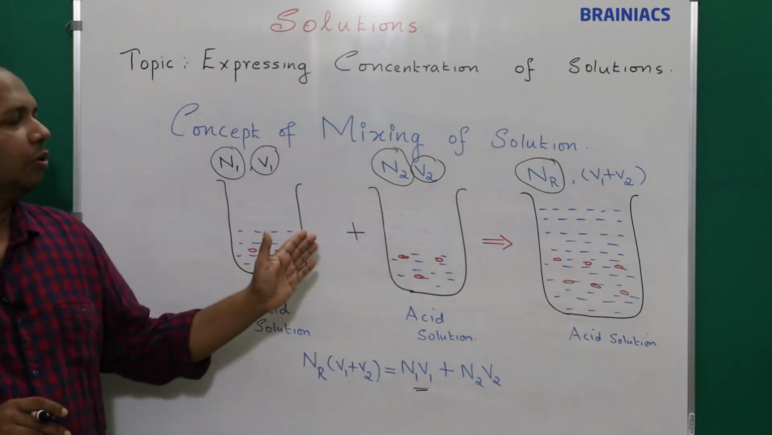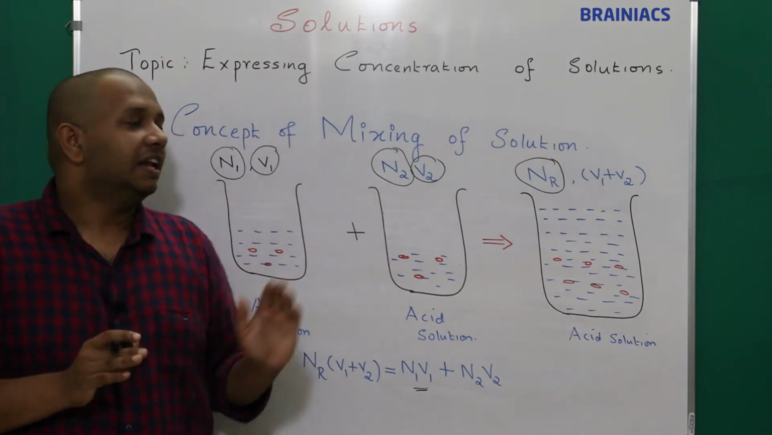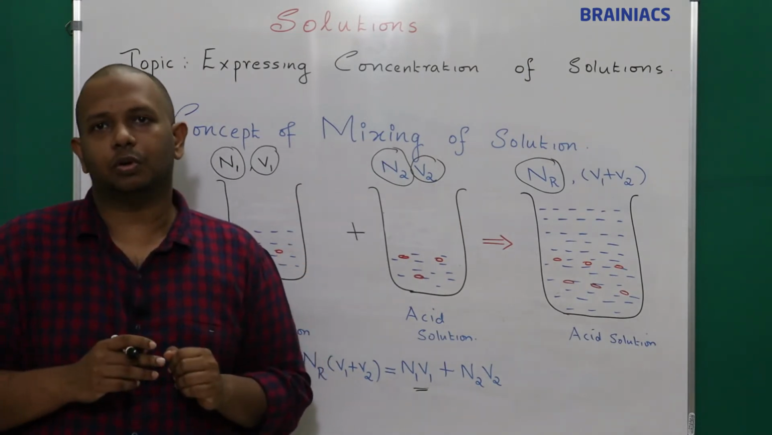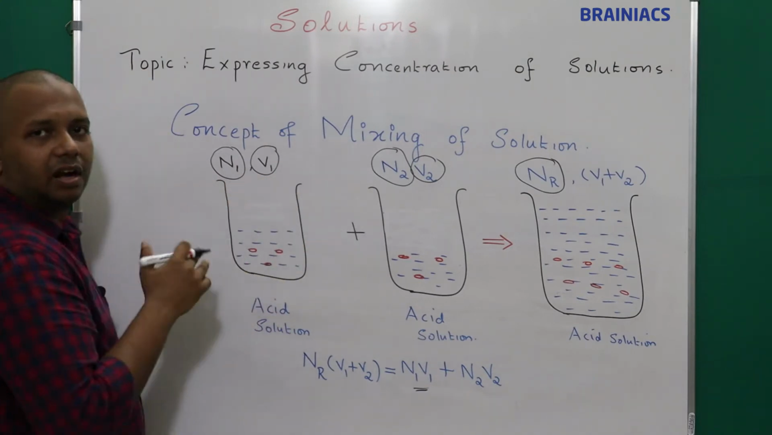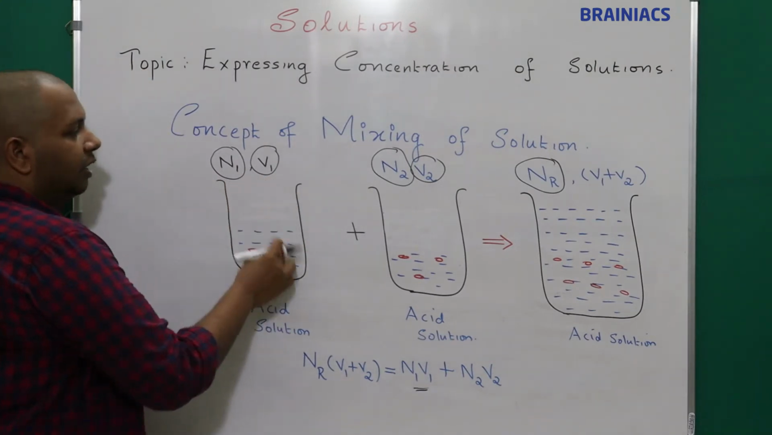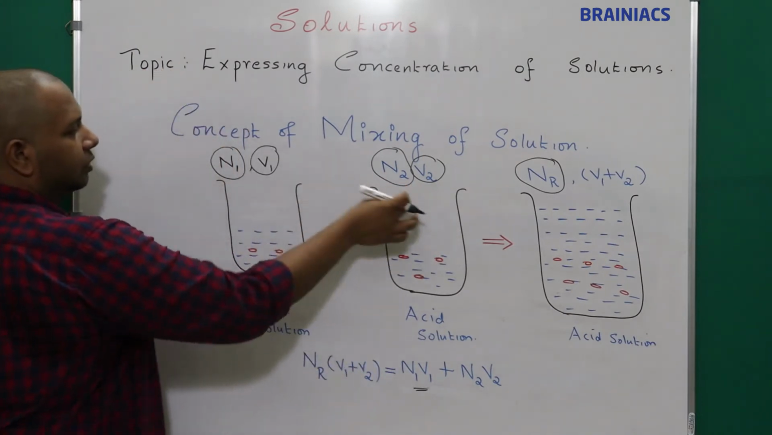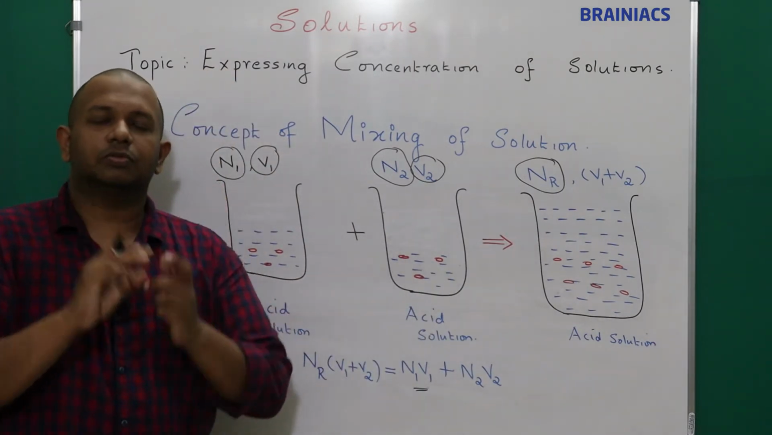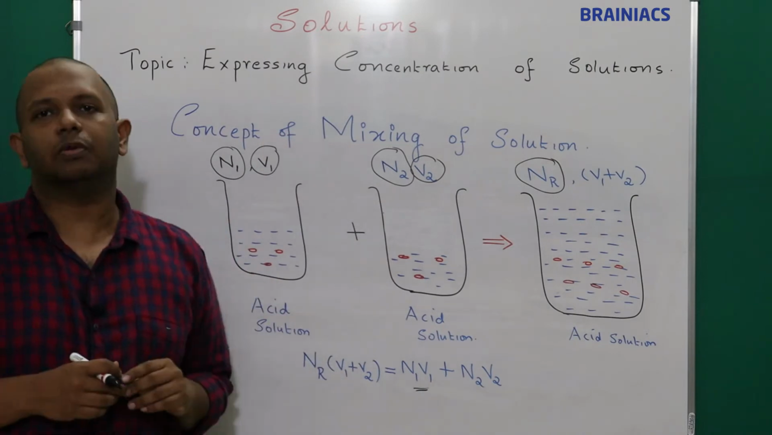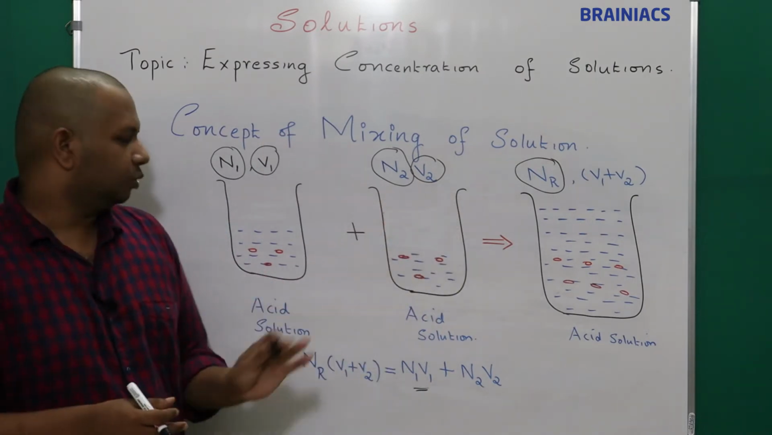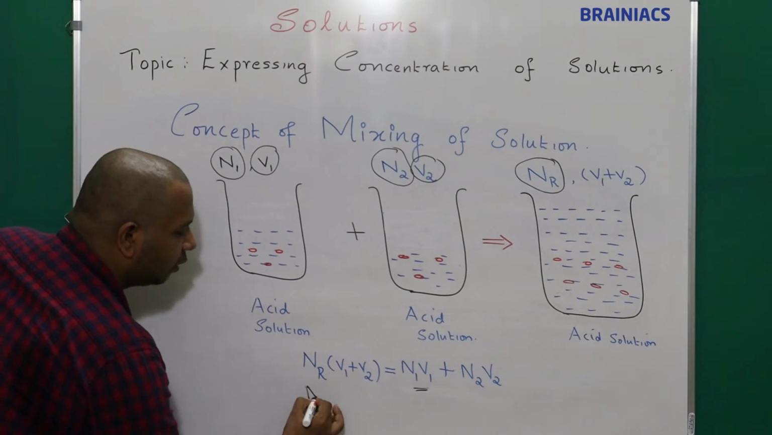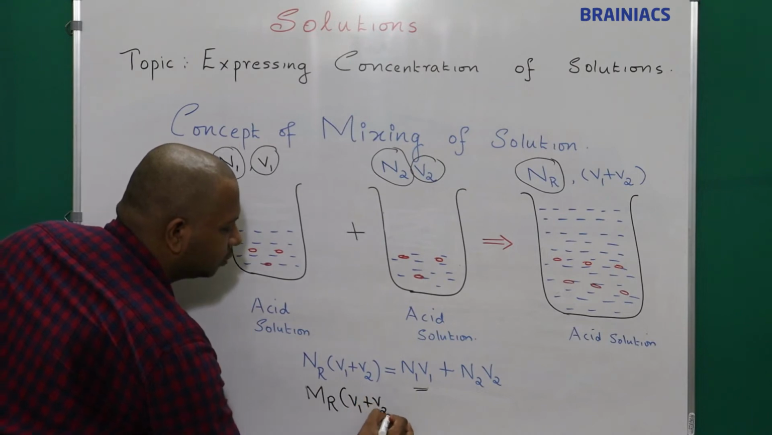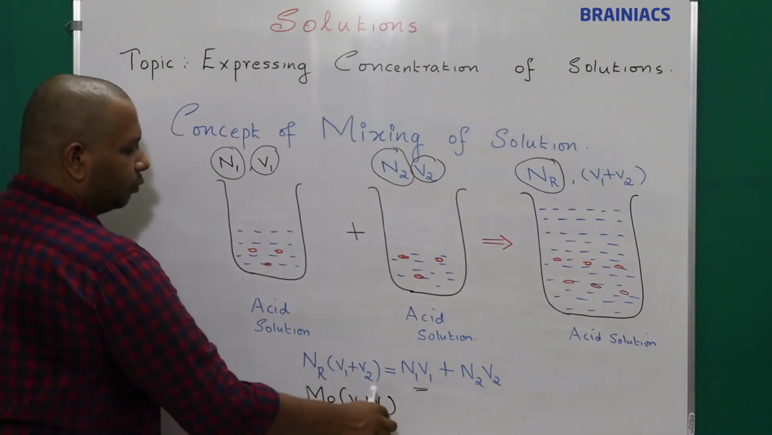Understood? So I have explained the formula in terms of the number of gram equivalents of the solute, and I know that it can also be represented as the number of moles of the solute, because the number of moles of the solute of this one will get added up with the number of moles of the solute of this one to get the number of moles of solute of the final solution. So I know that the number of moles of the solute is molarity into volume of the solution. We have seen just before, correct? So I can say molarity of the resulting solution into V1 plus V2.